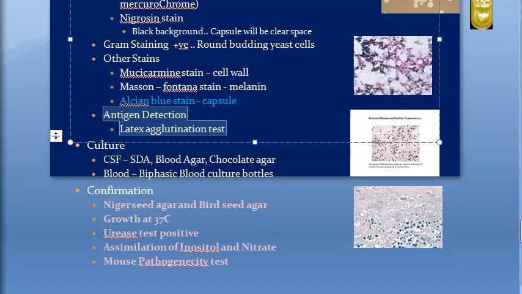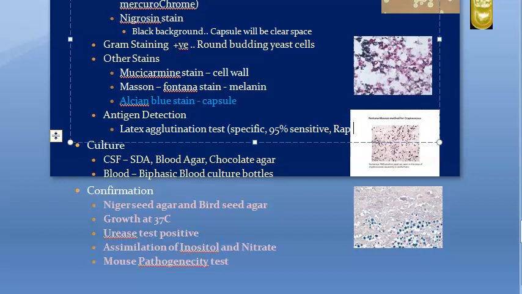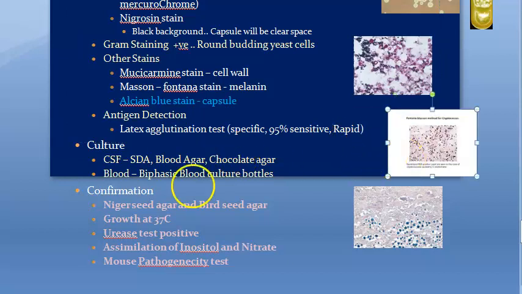antigens that can be detected from either the CSF or the serum. You can detect by latex agglutination test. This is rapid and very sensitive, 95% sensitive. So you should be able to detect the antigen. This is a very specific method. You are exactly detecting the antigen. It is very specific, 95% sensitive and rapid also. So what more do you want, right?